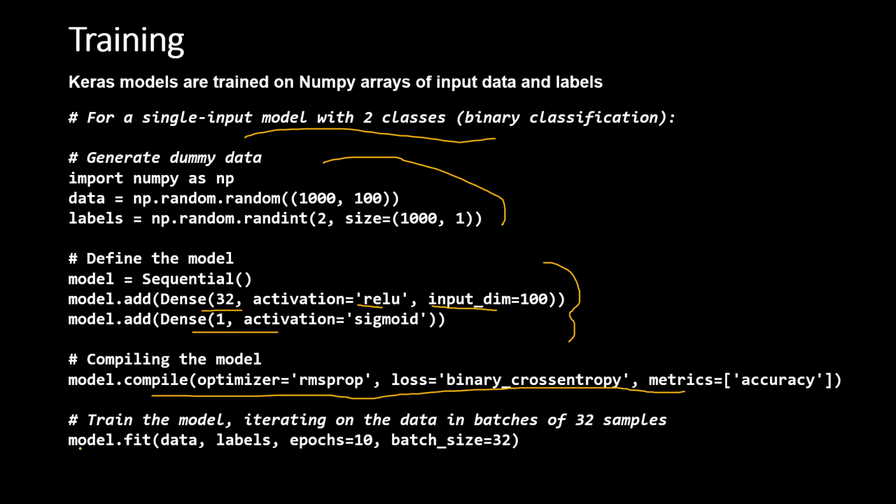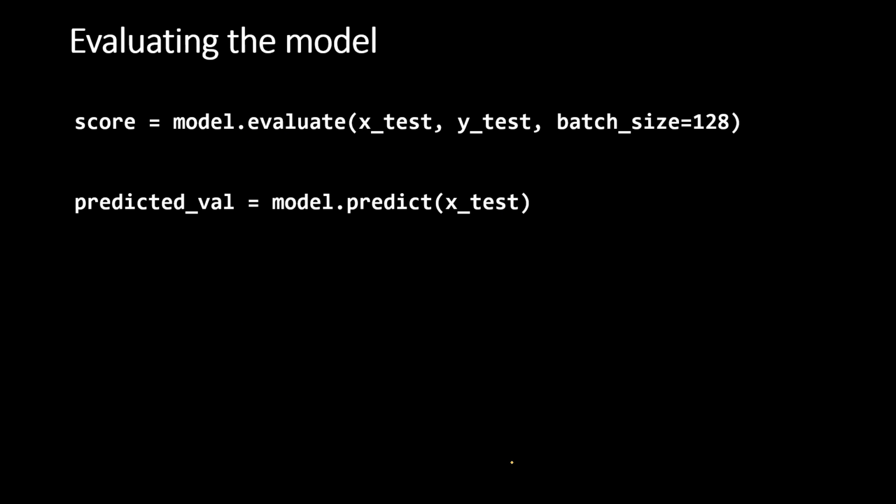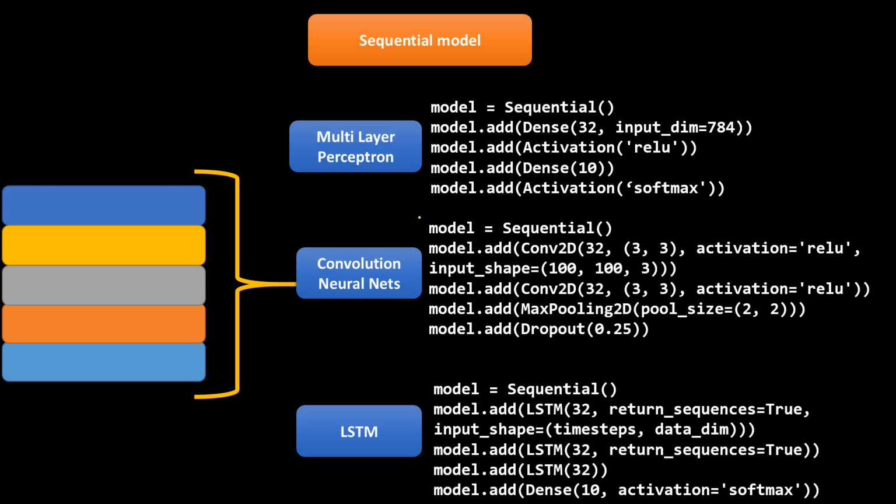Then we compile the model, giving the loss function, optimizer, and metrics. And then for training, we simply use model.fit with the training data and the labels, and then we give the number of iterations and the batch size we are going to use. Once you have trained the model, you can evaluate the performance of the model on different data, for example test data. And you can also predict what output the model gives for a test example with the command model.predict.